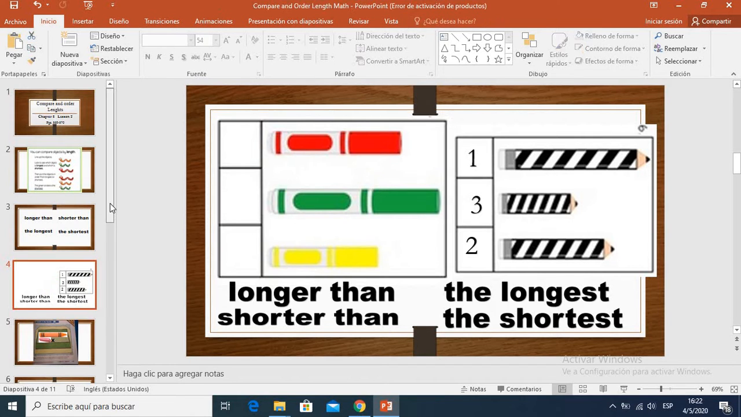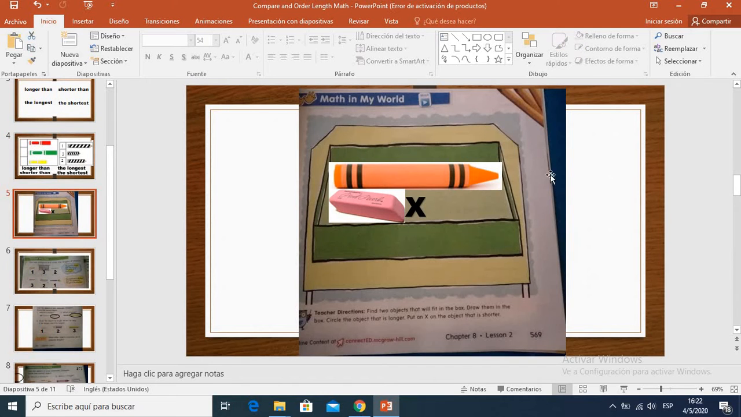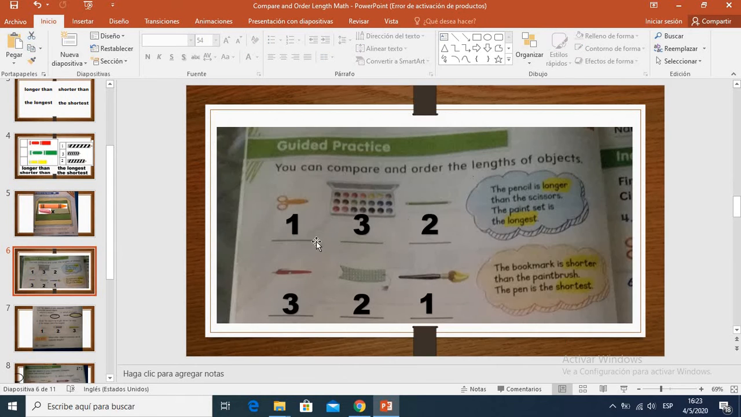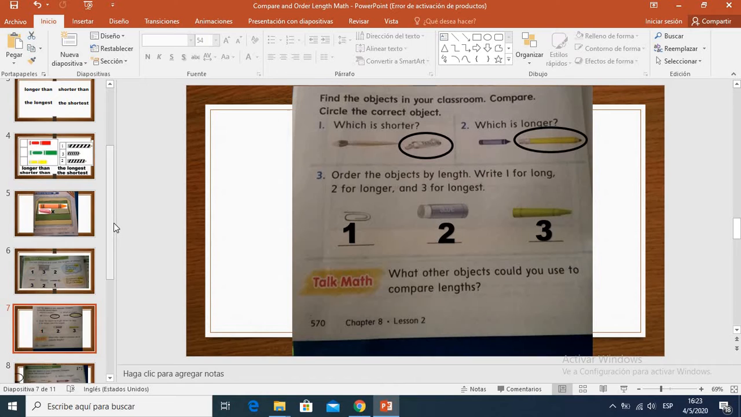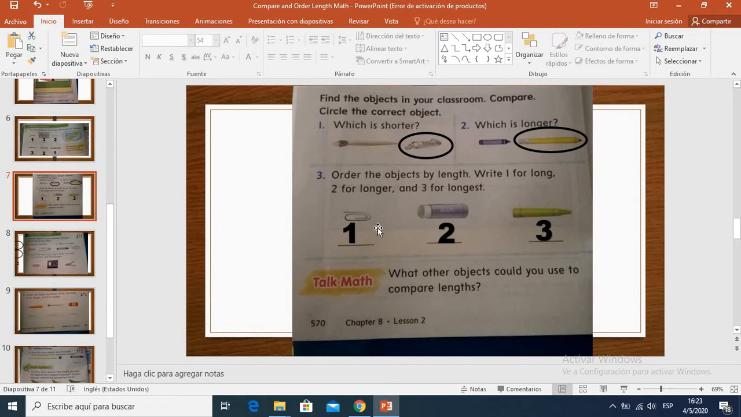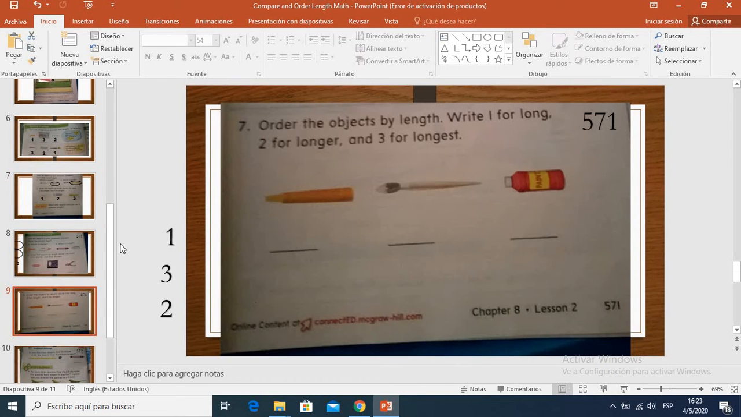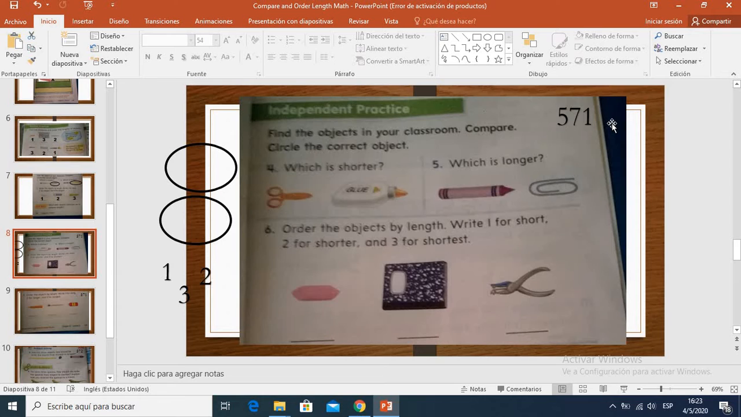Okay? Now, yesterday we worked pages 569. You needed to draw an object into the box and write an X for the short one. And then you needed to order the objects. Remember, when we order, we start with long, longer, and longest. Okay? Let's work today in pages 571 and 572. Okay, I'm gonna start.